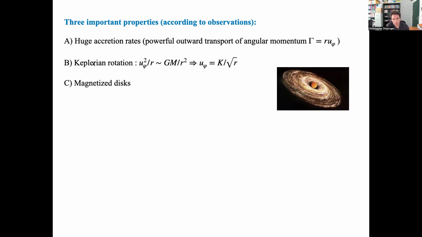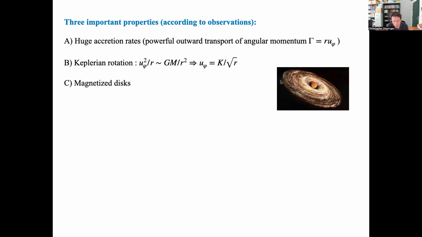The second point is the rotation profile in the disk. We know that there is a force balance between the centrifugal force and the gravitation, which gives these very particular rotation rates, where the azimuthal velocity goes like 1 over the square root of the radius. And the last point, of course, is that some disks, or some regions of some disks, are ionized enough that they can be electrically conducting. They can involve an electrically conducting fluid, and so magnetic field can become important in this disk.